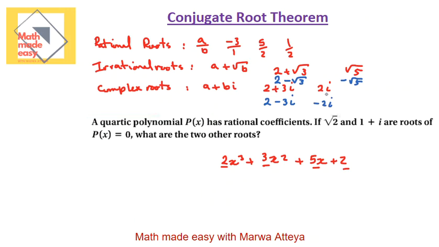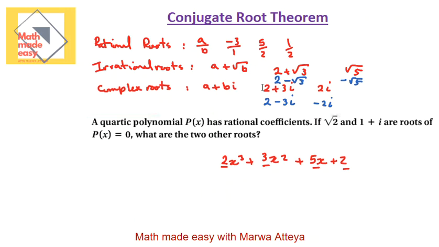Now let's take in mind that when we say conjugate, we switch the sign only for the radical part, but not for the real part. Sorry, for the radical part, not for the rational part. Same here. Only for the imaginary part, not for the 2. So 2 stays positive, you switch the sign for positive 3i becomes negative 3i. And if it was negative, it becomes positive.